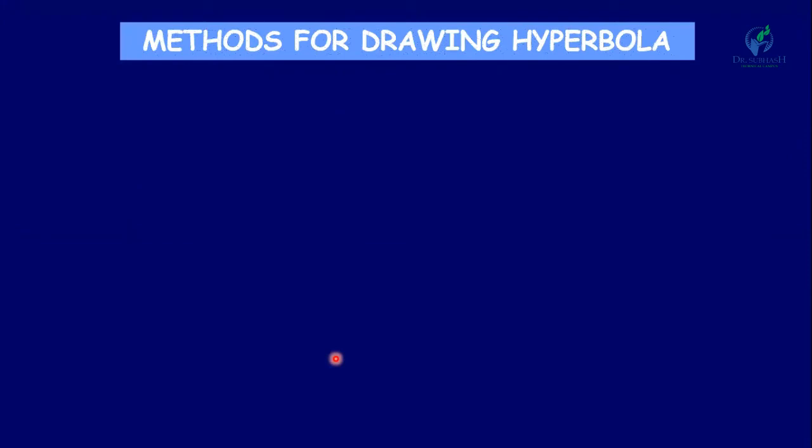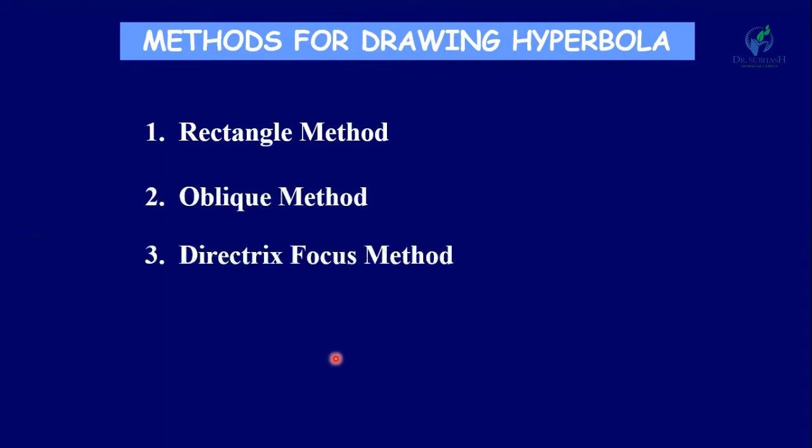Now, methods for drawing a hyperbola. You know that in a hyperbola the eccentricity E is greater than 1. The different methods for the hyperbola are the rectangle method, oblique method, and directrix focus method. Now let us see them one by one.